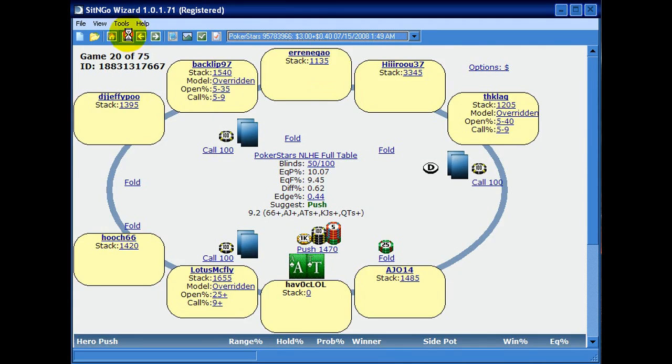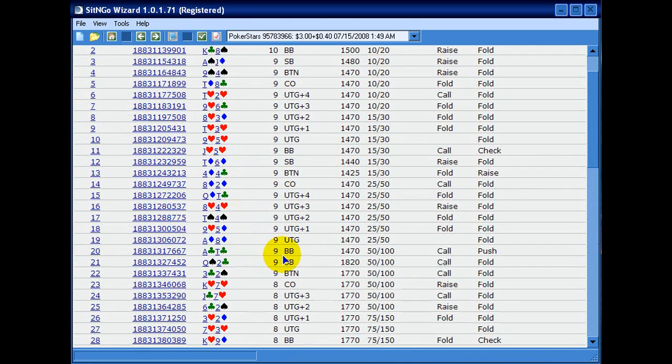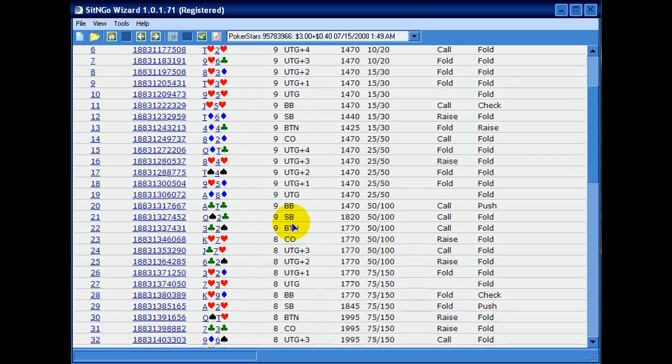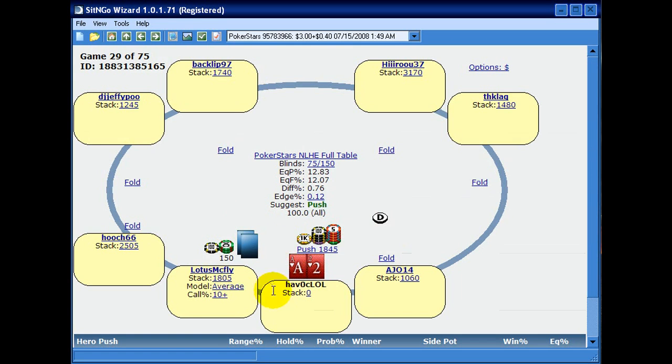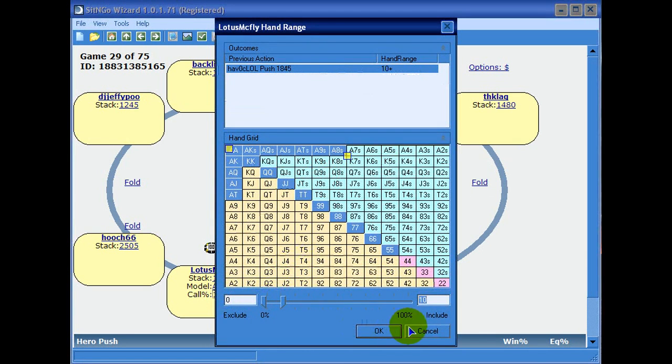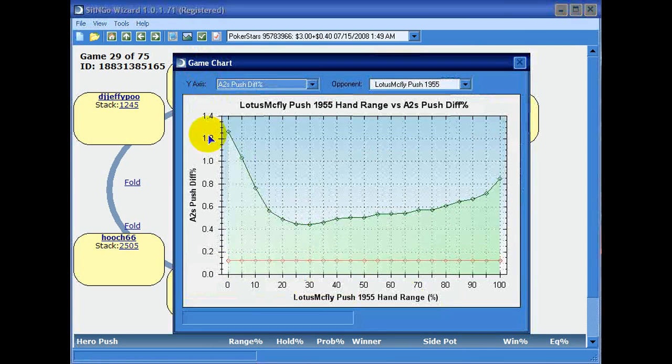So if we then continue, nothing really to play with. Here I think we won a free play, and here we have ace-2 suited, very easy push, and Sit and Go Wizard gives us a 10% for his call range. But we can have a look at his call range, and we can see that if we have ace-2 suited and he calls us with any percentage of hands, it's a very easy push. It's always plus dollar EV. If it's always above this line here, this 0.0 line, you can tell that it's probably a good push.